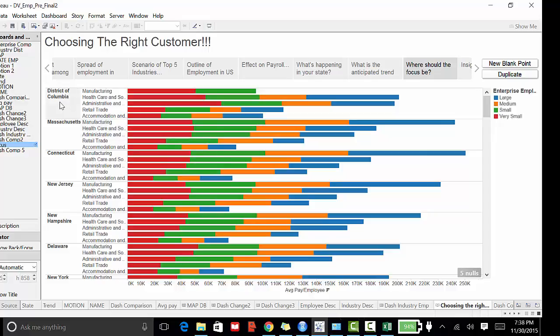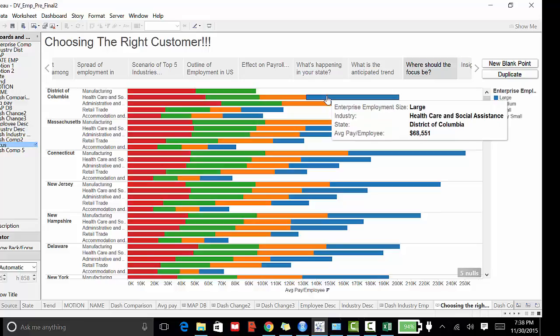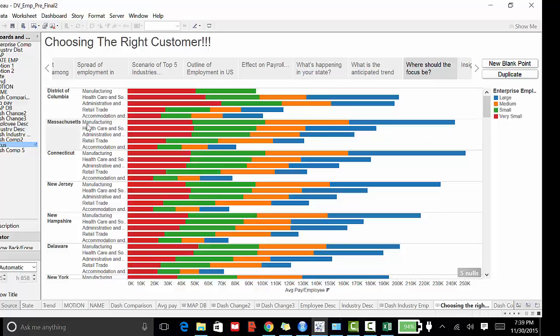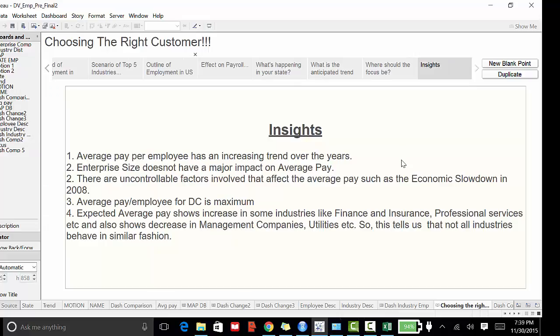Here we see that the average salary of the District of Columbia is the highest. If we drill down into the industry type and enterprise size, we would most likely provide loans to employees from healthcare and social assistance from the large enterprises. And if we use industry as our main focus, we will be providing loans to the manufacturing industry having large enterprises in the state of Connecticut, which has an average salary of 86,778. And finally, these are our insights.